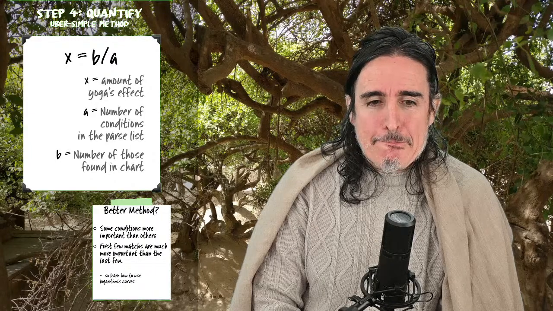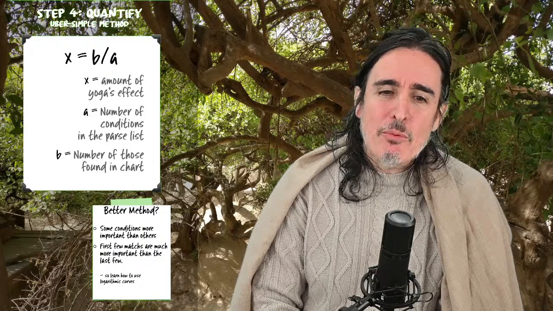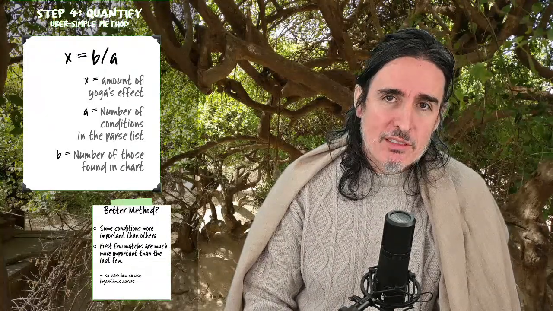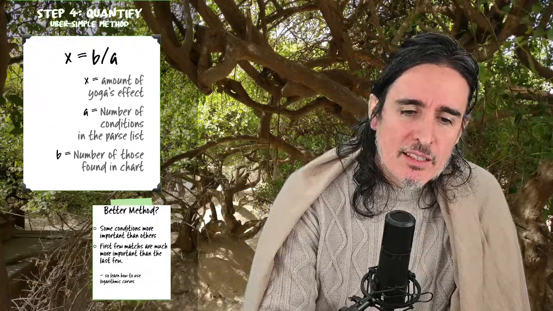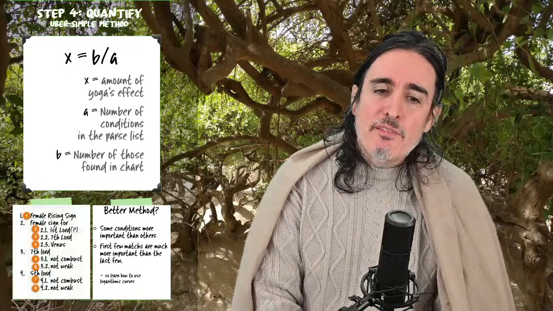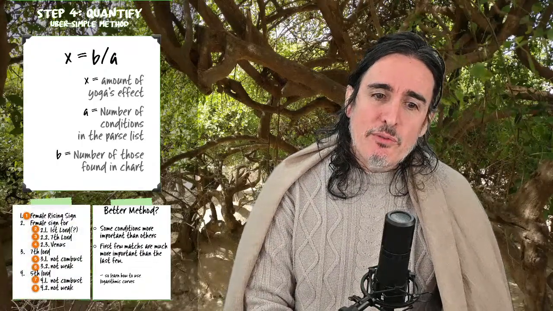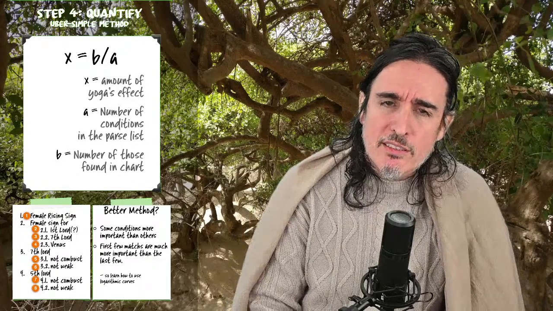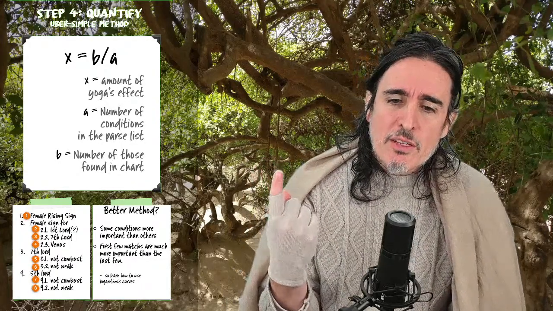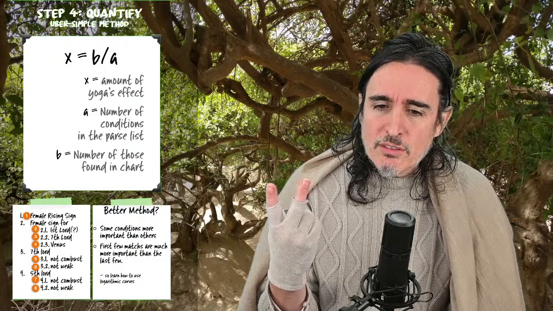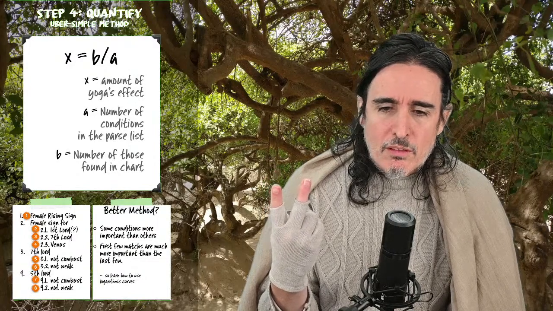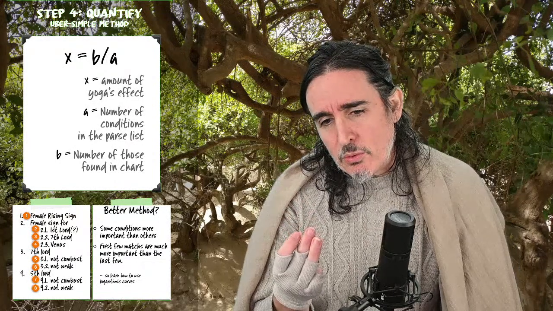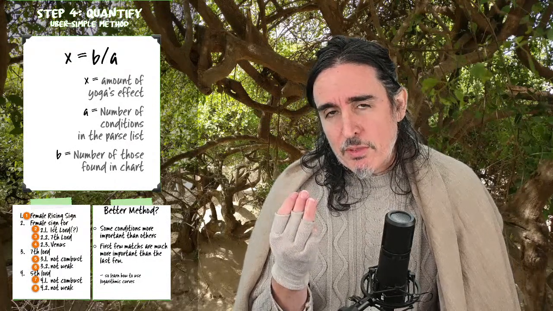Okay? So that would be a better method, but just try to get used to using the really simple method, just B over A. So let's go back to our yoga and figure out what A is. You figure out A from your parse list. So we said, okay, female rising sign, that's 1 condition. Female sign for the first lord, that's 2 conditions.